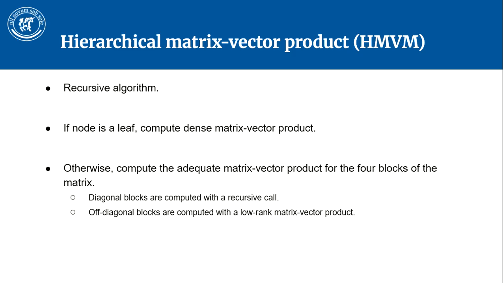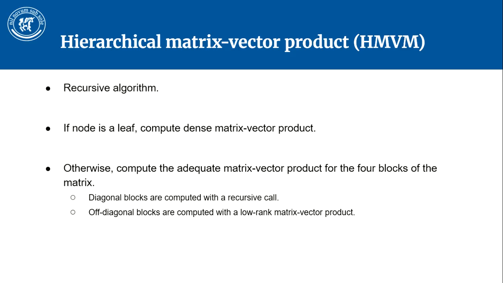So the hierarchical matrix vector product for a HODLR matrix is naturally a recursive algorithm following the recursive definition of the matrices. The base case is when the node is a leaf, in which case we compute a dense matrix vector product, since every leaf in a HODLR matrix is a dense block.